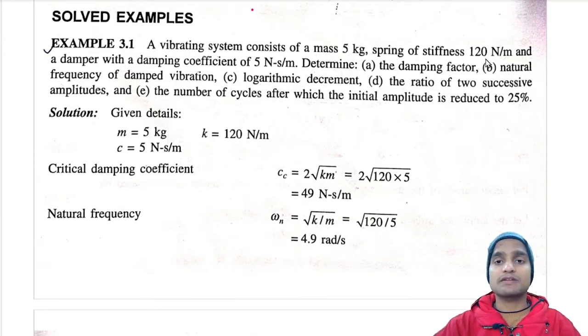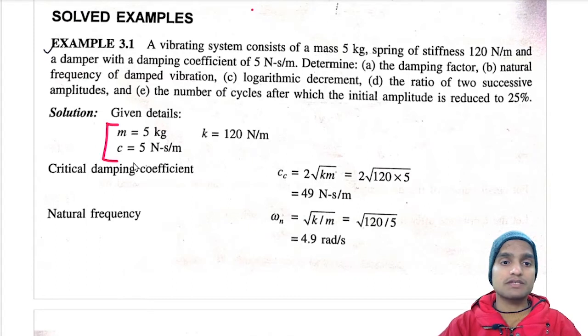So the first given numerical is a vibrating system consisting of a mass of 5 kg, spring stiffness 120 Newton per meter, and a damper with a damping coefficient of 5 Newton second per meter. Determine the following things: damping factor, natural frequency of damped vibration, logarithmic decrement, the ratio of two successive amplitudes, and the number of cycles after which the initial amplitude is reduced to 25%. So let's start. We are given these data.